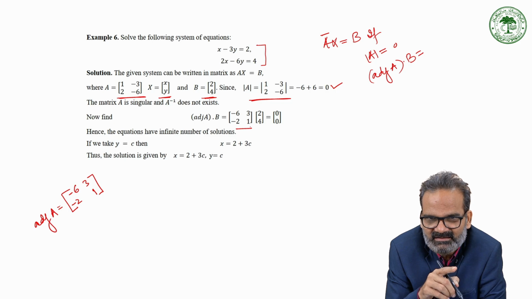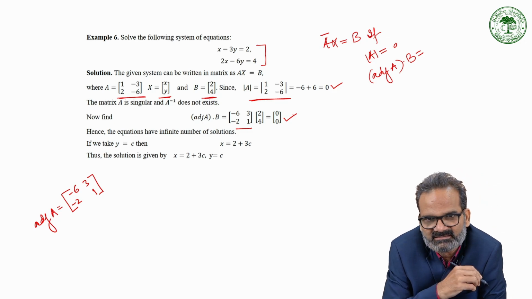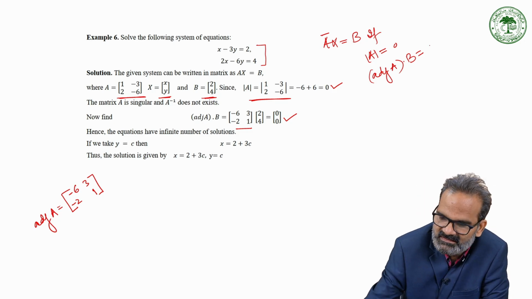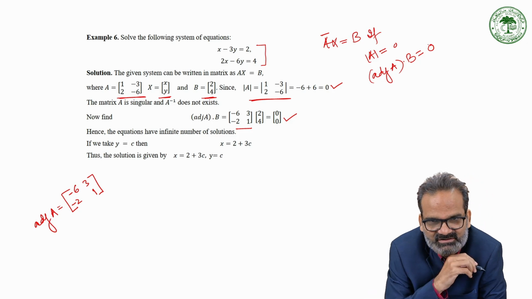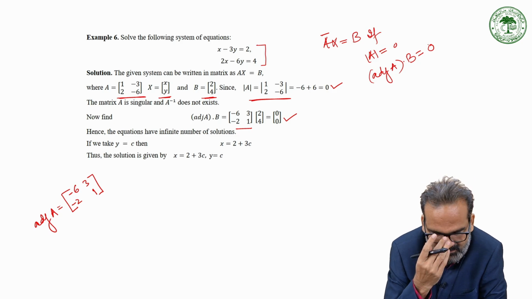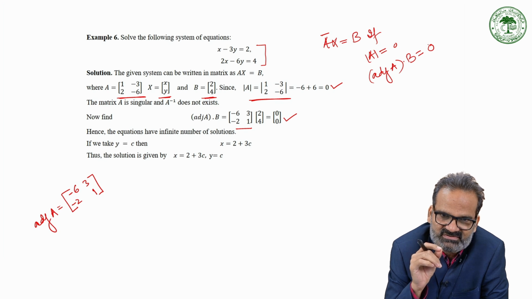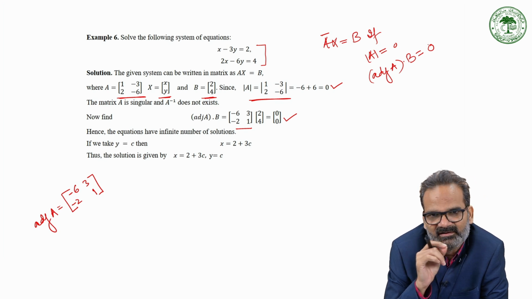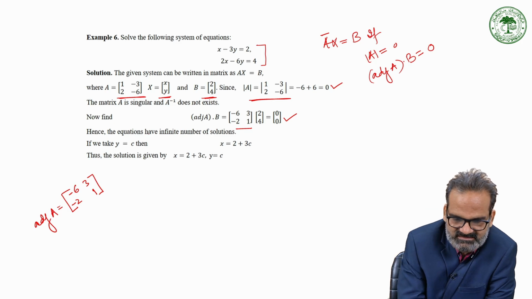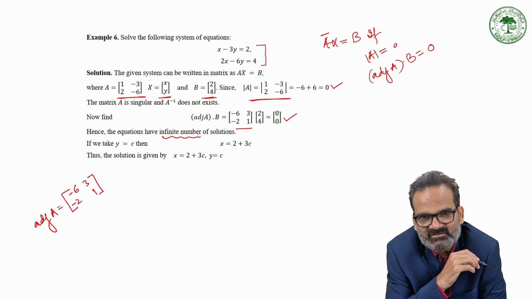Multiply this adjoint with the matrix B, and the product of these two matrices is coming out to be a null matrix. So this is identically 0. And if you recall the conditions for existence of the solution, if adjoint of A into B is identically 0, then it shows that the system is having infinitely many solutions. So hence the equations have infinitely many solutions, right?